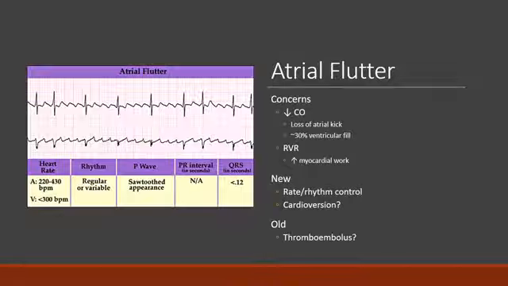All right, so some of the concerns with atrial flutter, very similar to AFib, we lose that atrial kick, that atrial fill. So we've lost about 30% of our ventricular fill because of the loss of the atrial coordinated contractions. If we have a rapid ventricular response, that's going to lead to a decrease in cardiac output in addition to the increased myocardial workload. Just like with AFib, the same in regards to whether it's new onset or old onset and how it's managed.